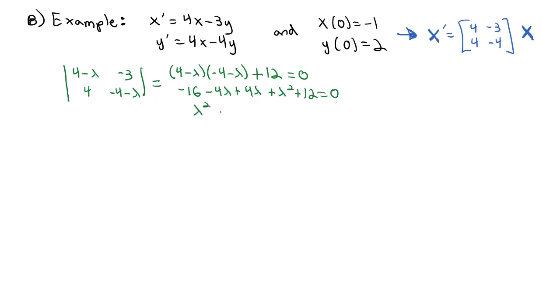Combine like terms, lambda squared, 4 minus 4 is 0, that's nice. -16 plus 12 is -4 equals 0. And so it factors to lambda minus 2, lambda plus 2 equals 0.